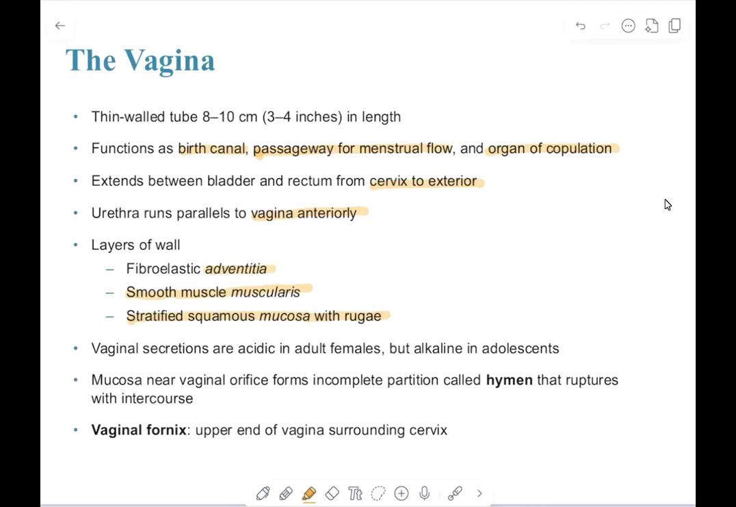So one of the characteristics of the vagina is that the vaginal secretions are acidic in adult females, but alkaline in adolescents. So this acidity is to help protect the vagina. The mucosa near the orifice forms an incomplete partition called the hymen, which ruptures during intercourse. There are situations where some young ladies have to have their hymen surgically pierced so that intercourse can actually occur.